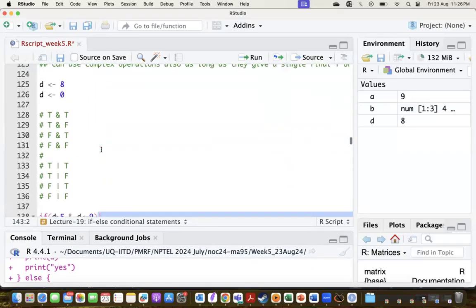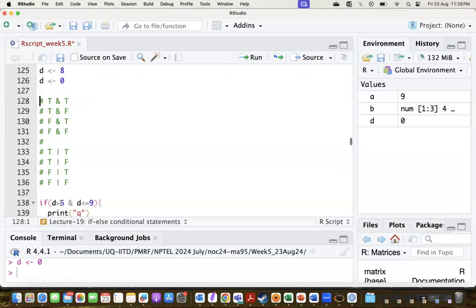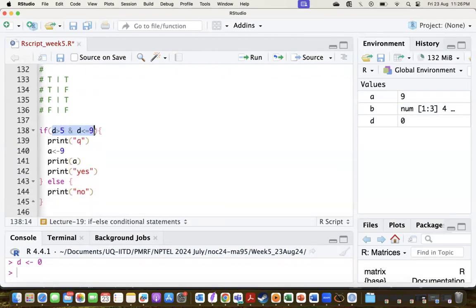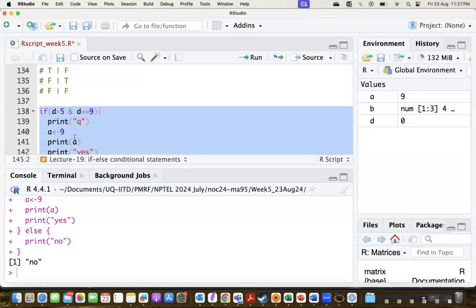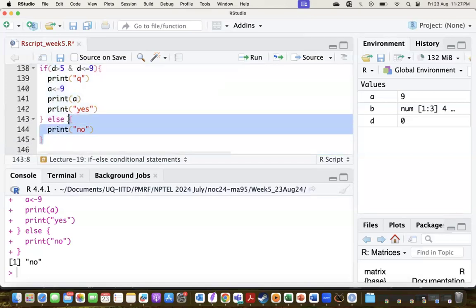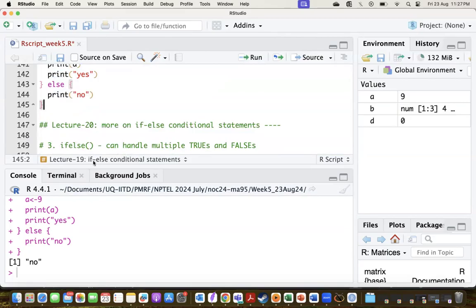Now, there was another case when d is 0. So now can you tell me what is the output of d greater than 5 and d less than equal to 9? What does the whole statement give us? False. Yes, correct. Because this gives us false, this gives us true. So true and false gives us false. Okay, so the whole thing is false here. So when I run this whole thing, I now only get no as the output because the else command gets run. Okay, easy.